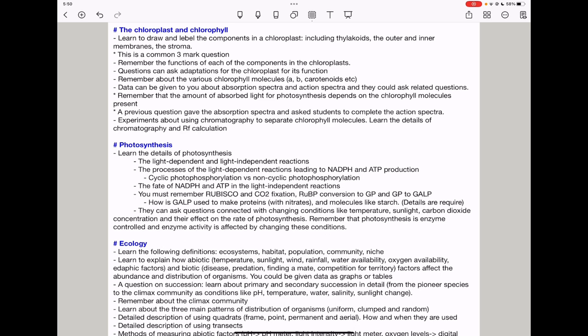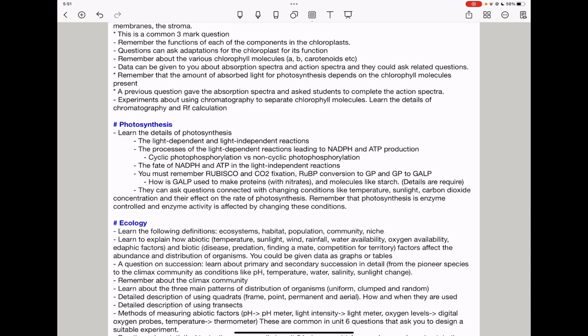I recommend you learn the details of each. In cyclic photophosphorylation, the electrons are recycled, they return to the photosystems, while in non-cyclic photophosphorylation, the electrons are taken away by the NADP that has been reduced. You need to know about the fate of NADPH and ATP in the light-independent reactions.